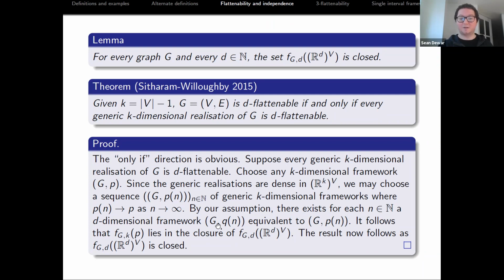So what we have here is there's going to exist a d-dimensional framework GQN equivalent to GPN for every n, because every GPN can be flattened into GQN. What we now notice is that because the edge lengths of GQN are equivalent to those of GPN, the edge lengths of GQN will converge to the edge lengths of GP. So then the last thing we do is we just take GQ to be equal to the limit of these GQNs.